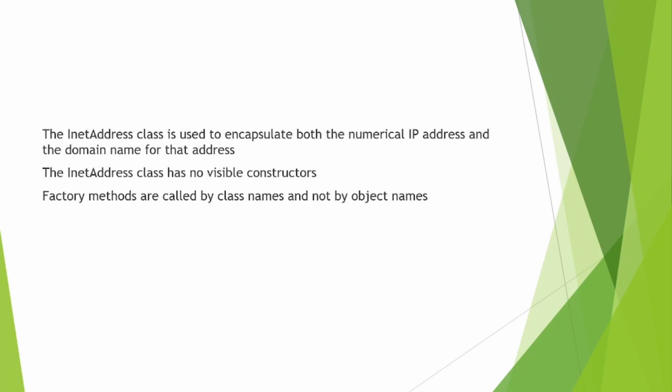Okay, now the InetAddress class is used to encapsulate both the numerical IP address and the domain name for that address. The InetAddress class has no visible constructors. Factory methods are called by class names and not by object names. Just to remember over here.